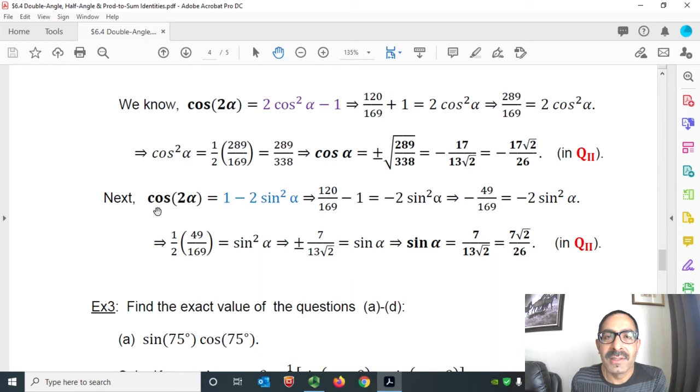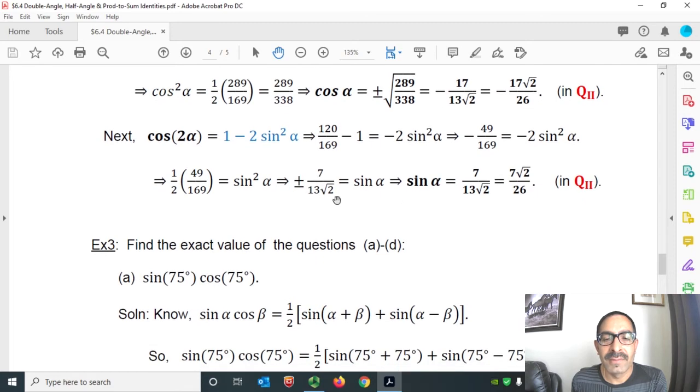Great. Now similarly, let's find the value of sine alpha. Again, we know the formula of cosine 2 alpha in terms of sine is 1 minus 2 sine square alpha. Cosine 2 alpha is 120 over 169, which is given to us. Subtract 1 from both sides, so bring 1 to the left side, that's minus 1, and the right hand side is simply negative 2 times sine square alpha. Simplify the left hand side. We can easily simplify these fractions by taking the LCD. Simplify it, it turns out to be this number. Right hand side as it is. Next step, divide by negative 2. Next step, take the square root of both sides.